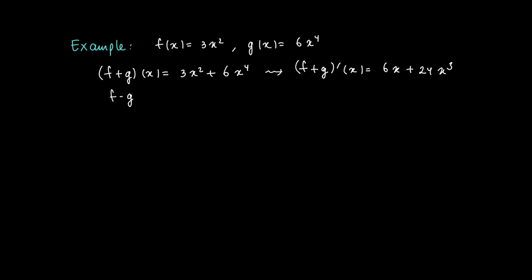Something similar holds if we change the plus sign into a minus sign. We get the difference of f and g equals 3x squared minus 6x to the power 4. So the derivative of f minus g is the derivative of f, 6x, minus 24x to the power 3, which is the derivative of g.